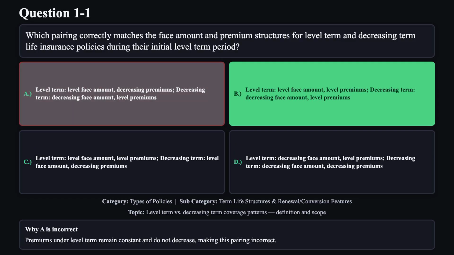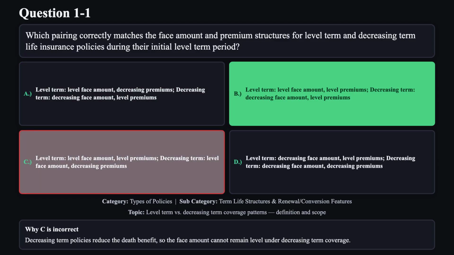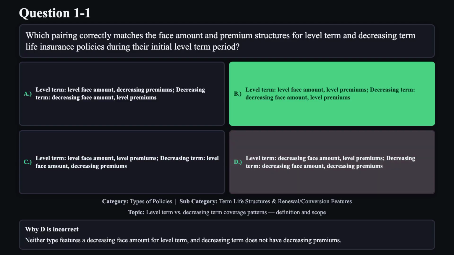Reason A is not correct. Premiums under level term remain constant and do not decrease, making this pairing incorrect. Reason C is not correct. Decreasing term policies reduce the death benefit, so the face amount cannot remain level under decreasing term coverage. Reason D is not correct. Neither type features a decreasing face amount for level term, and decreasing term does not have decreasing premiums.